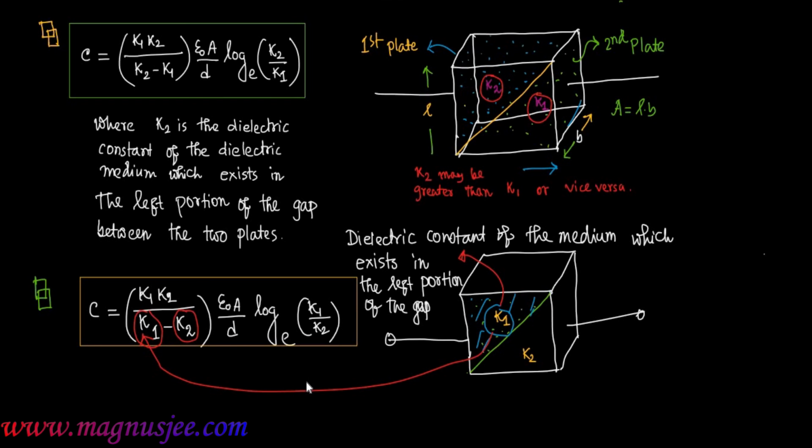And here in the log function we should have K1 by K2. But in the last case, K2 exists in the left portion. In the denominator, we should have K2 minus K1, and in the log function, we should have K2 by K1.